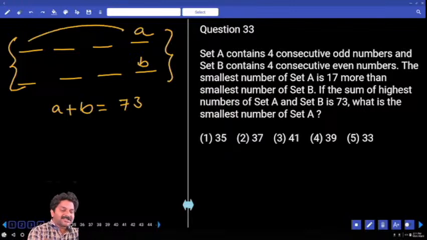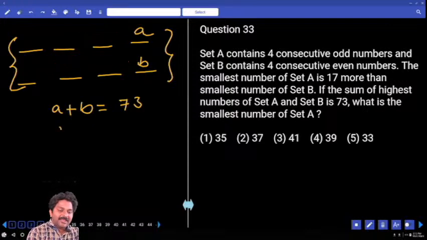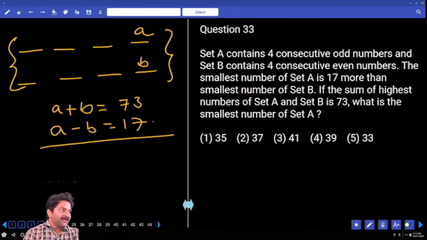To get the largest number, you need to add 6 here. And here also you need to add 6. When you are adding the same number, the difference would be 17 only. So I am taking A minus B is equal to 17.